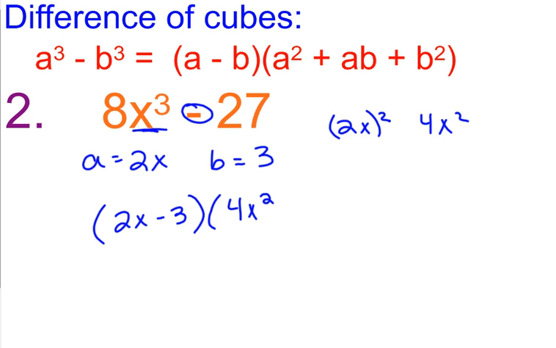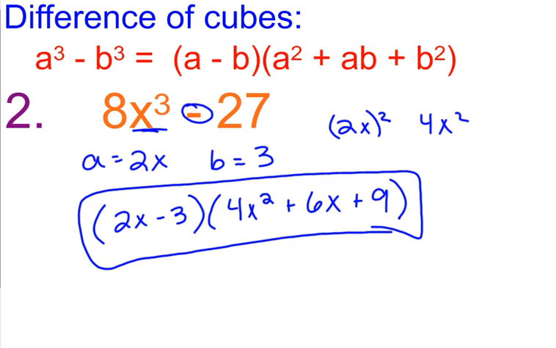That's the biggest mistake students make on these problems. Then it says plus a times b, so 2x times 3 would be 6x. And then plus b squared. 3 squared is 9. That's it. There's my answer for factoring.